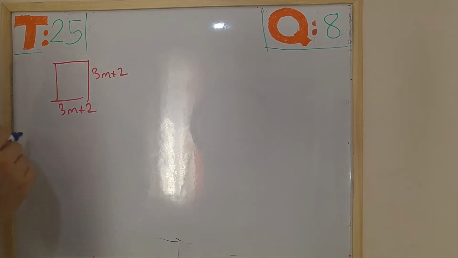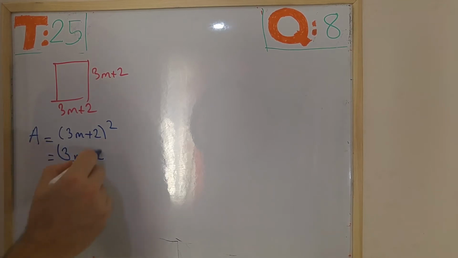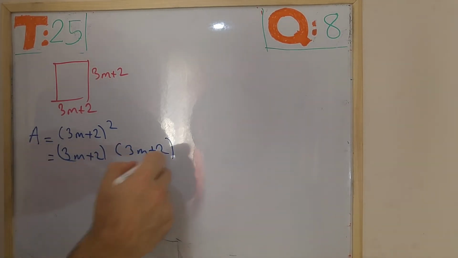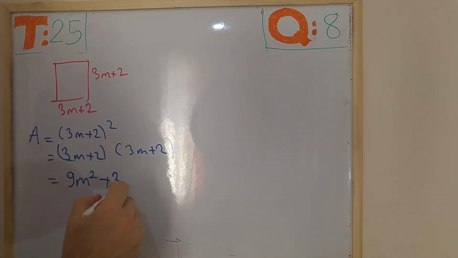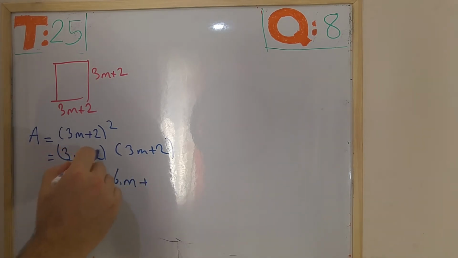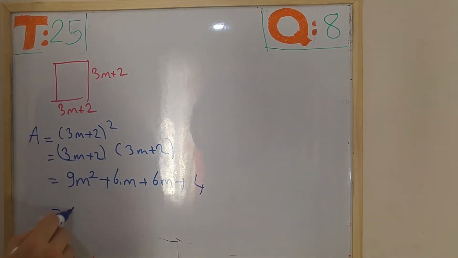As you remember, the area of a square is given by the square of one side. That's why this area is going to be (3m plus 2) squared. So let's expand this. 3m plus 2 times 3m plus 2. Expanding this, what I'm going to have is 3m times 3m, 9m squared, plus 3m times 2, so 6m, plus 2 times 3m, 6m, plus 4, which is going to be equal to 9m squared plus 12m plus 4.